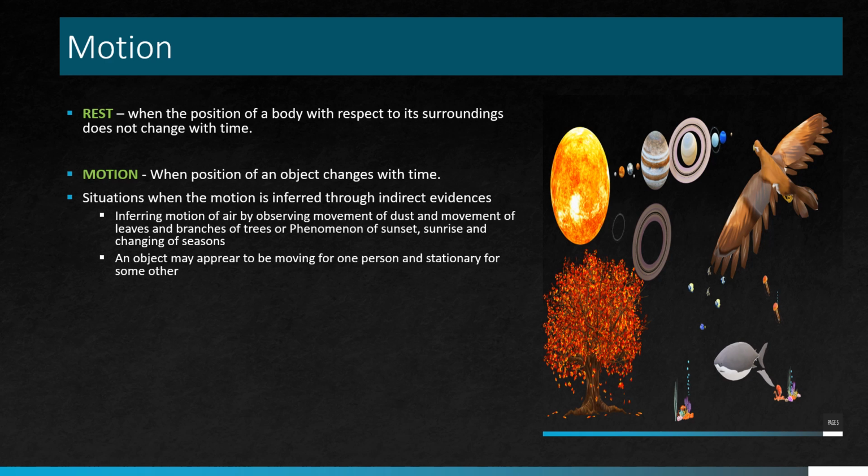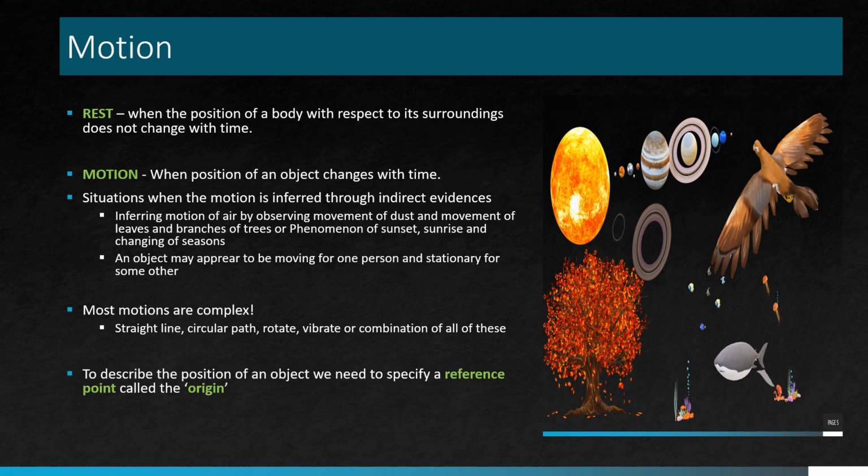Now, when we talk about daily motion that we observe or we know, we can say that most motions are complex. They are not very easy to define or say. Not every motion can be along a straight line. The motion could be in a circular path. An object may be oscillating, it may be rotating, it may be revolving, it may be vibrating. It may have a combination of more than one type of motion. So we can say that most motions are complex in nature.